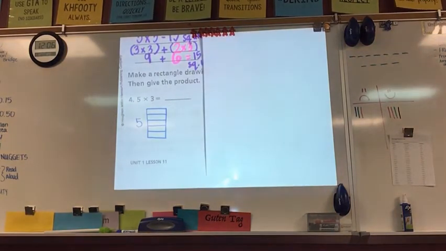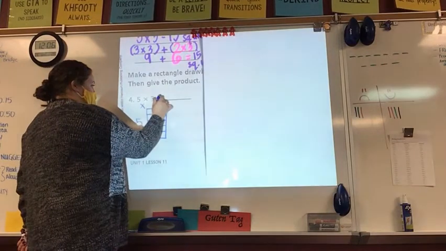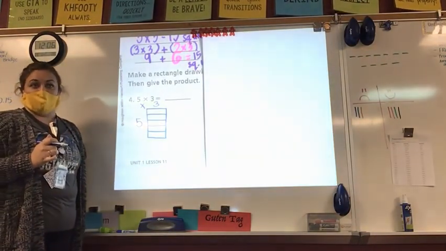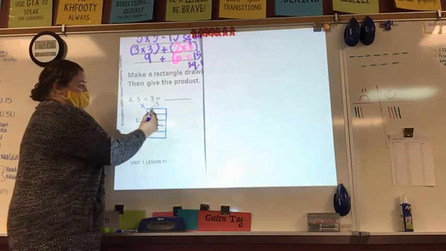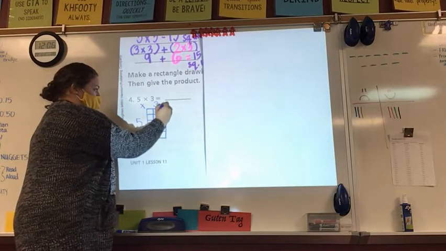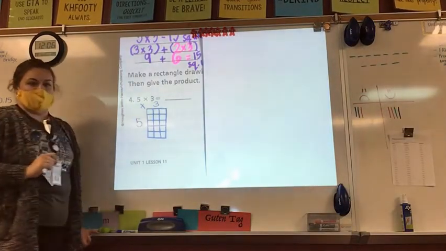It looks like stairs. Now it is a 5 by 3. So if I always draw 1 less, instead of drawing 3 lines, I'm going to draw 2. So make sure that they're spaced. 1, 2, and double check, you've got 3 going across.